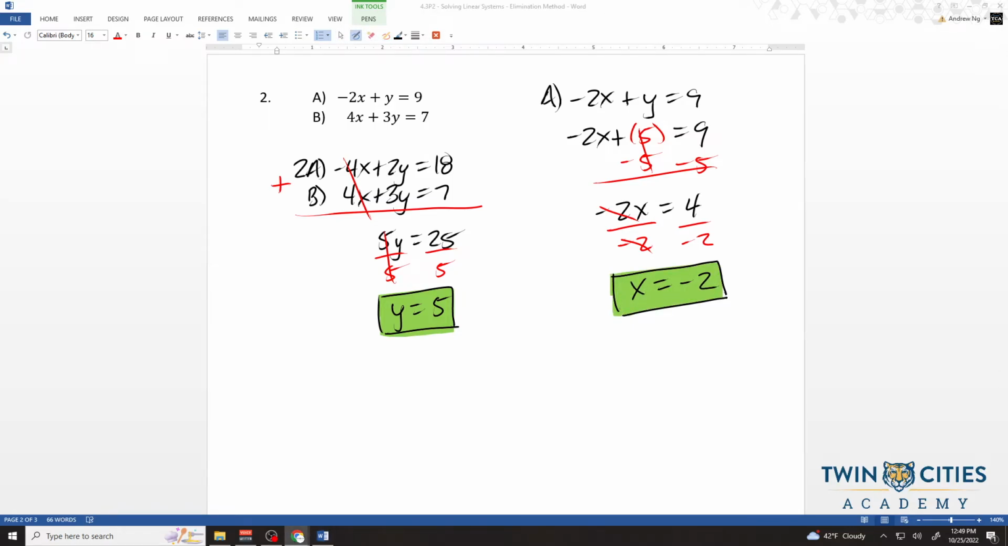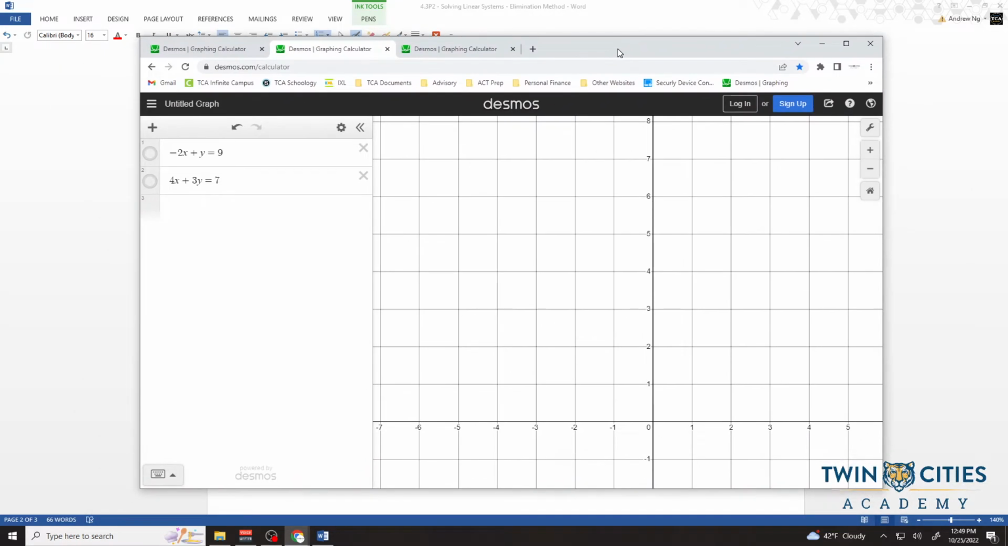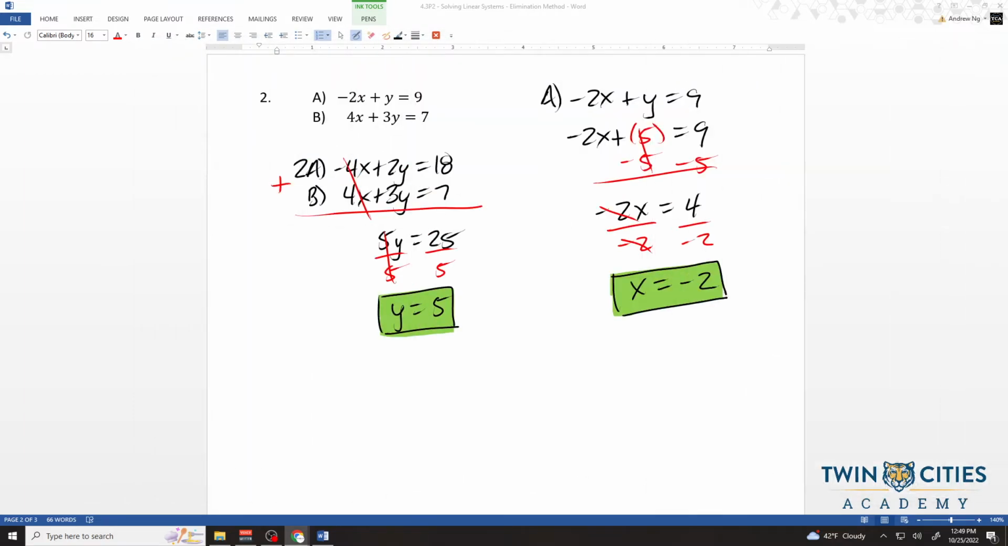Let's take a look at that one too. So I'm going to bring back Desmos. Again, here's the first line. Here's the second. And we see they do intersect. That intersection takes place at negative 2, 5, which we found algebraically. All right, one last problem.